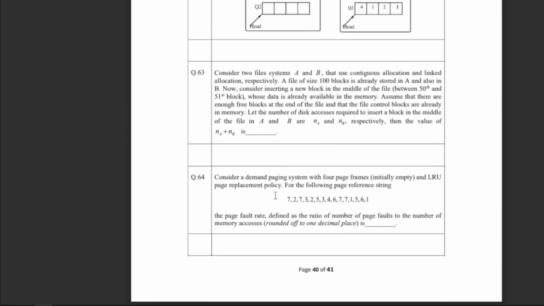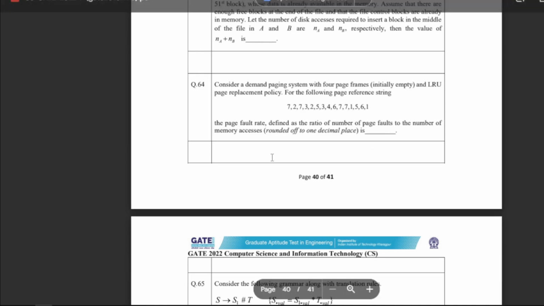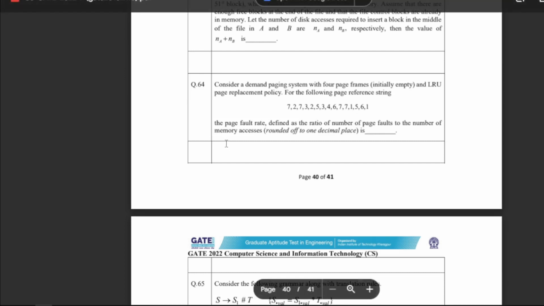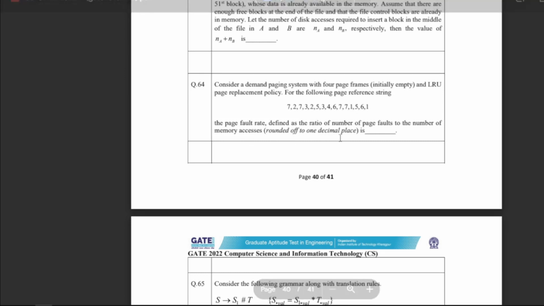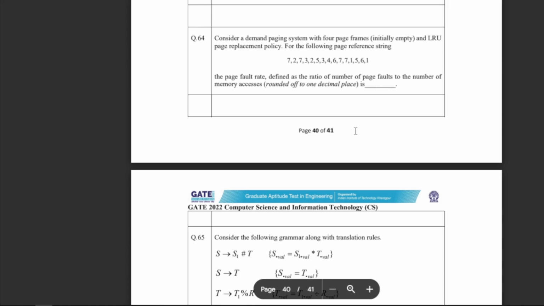63, the answer is 153. 64, consider a demand paging system with 4 page frames, initially empty, and LRU page replacement policy. For the following page reference string, the page fault rate, defined as the ratio of the number of page faults to the number of memory accesses, right? So for 64 our answer is 0.6 to 0.6.